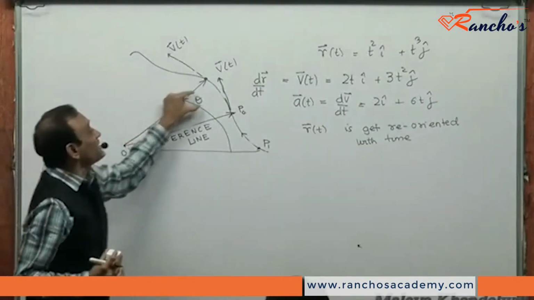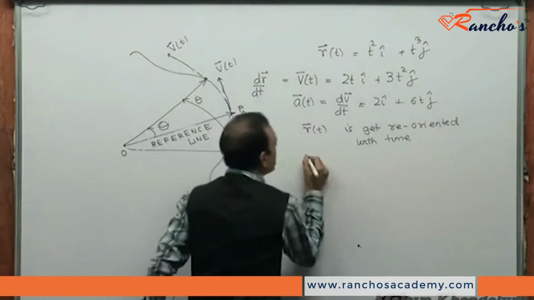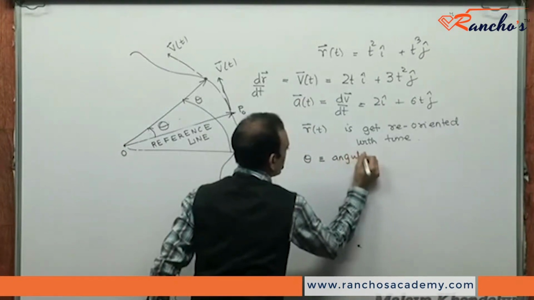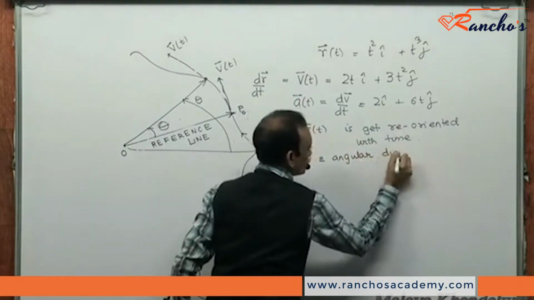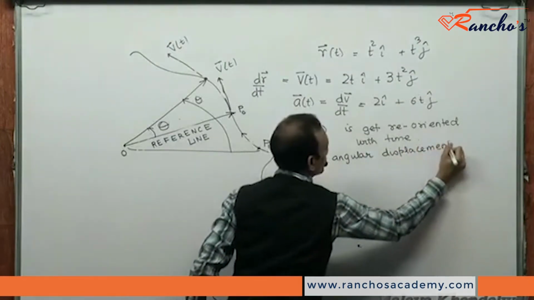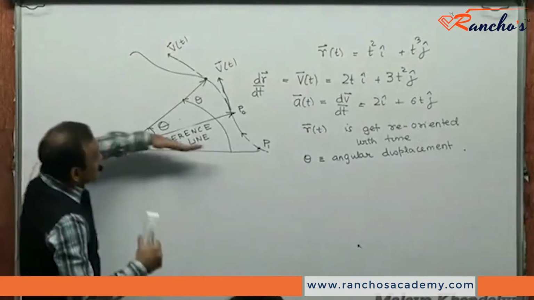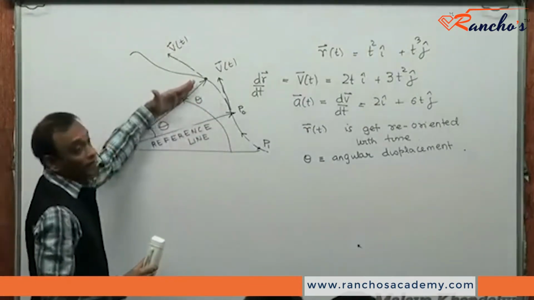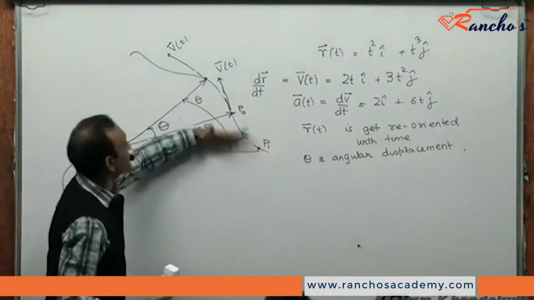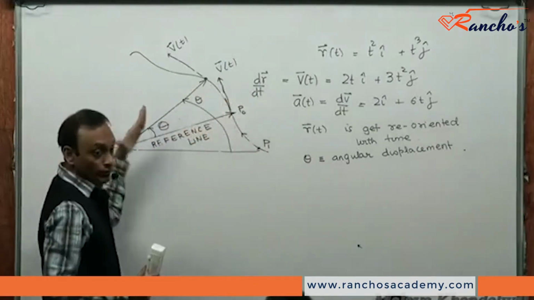Now, this theta is referred to as an angular displacement of the particle. Obviously, the angular displacement will depend on what I choose as my reference line. If I choose this as my reference line, this would be my theta. If I choose this as my reference line, then this will be my theta, right?